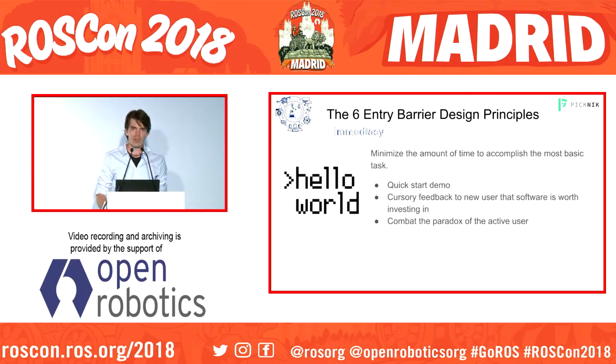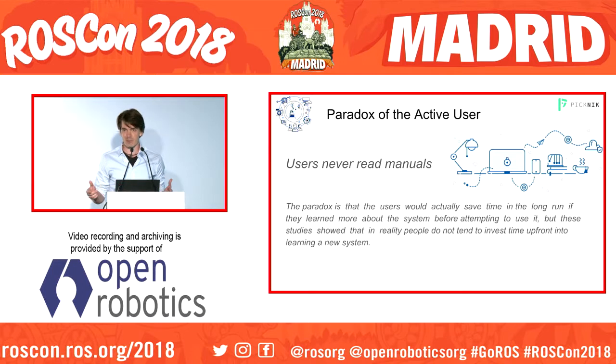And then the other thing is that there's this paradox of the active user. What is the paradox of the active user? It's that users never read manuals. And eventually they will. But the problem here is that if you had just read the documentation ahead of time, then you would have actually saved time rather than pushing buttons and trying to figure things out. But this is how human psychology is. It's like, we're just going to jump in. I don't want to read the documentation. But eventually you do. So we want to make it as easy as possible to combat the paradox of the active user.